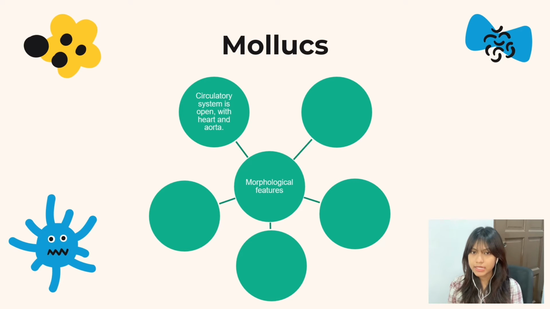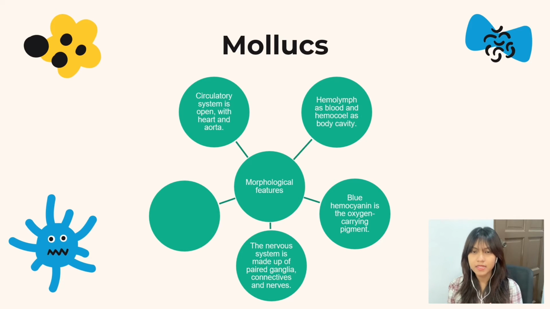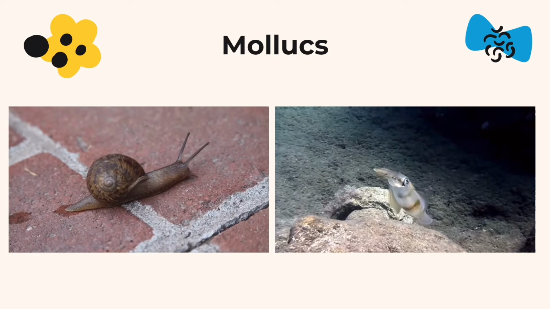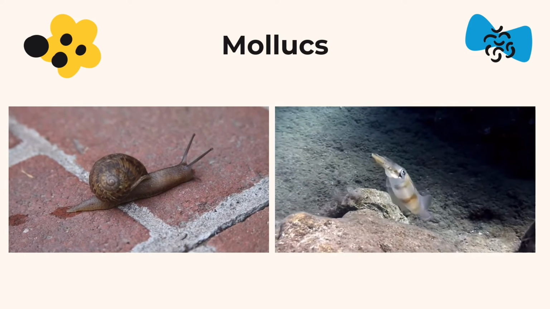The circulatory system of mollusks is open, with a heart and aorta. They have hemolymph as their blood and hemocoel as body cavity. Blue hemocyanin is their oxygen-carrying pigment, which differs from us humans and most animals that have red hemoglobin as our oxygen-carrying pigment. The nervous system of mollusks is made up of paired ganglia, connectives, and nerves. There is also variation in mobility, as different types of mollusks move differently. Here we can see the difference in movements between a snail and a squid.